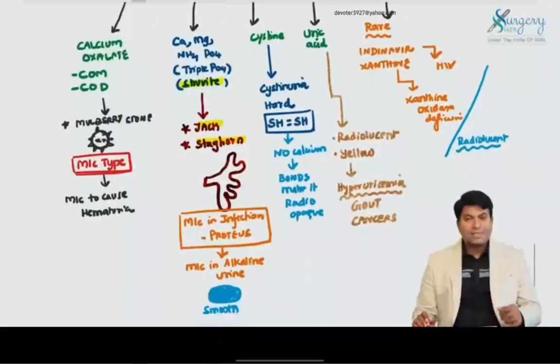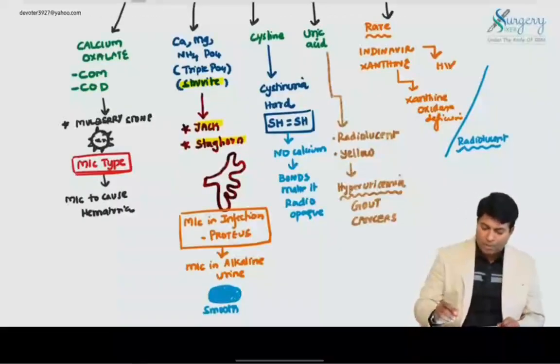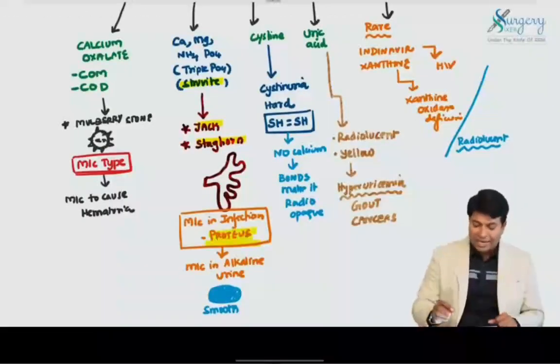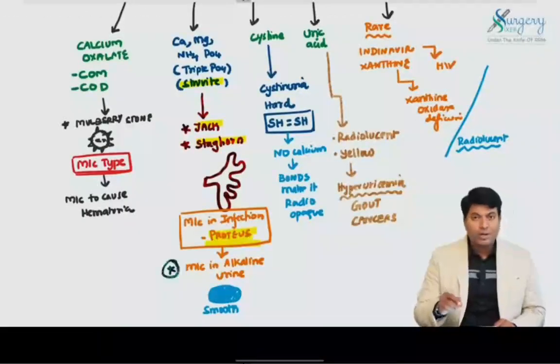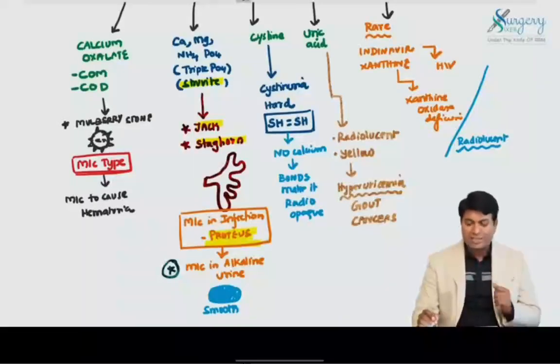Triple phosphate stone is struvite stone, staghorn stone, or jack stone. They are the most common stone in infection, especially Proteus. They are most common in alkaline urine. All other stones are seen in acid urine. The stone seen in alkaline urine is the triple phosphate stone. Uric acid stones are also seen in acid urine. Calcium oxalate stones are also seen in acid urine. Okay, please don't forget these points.